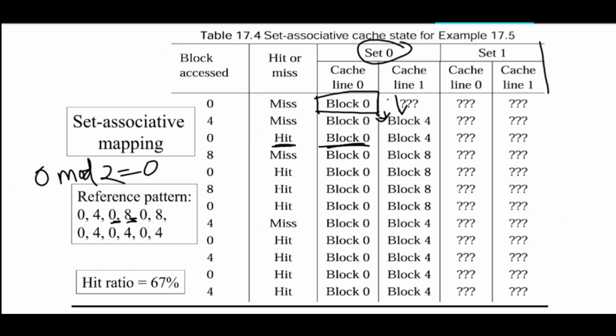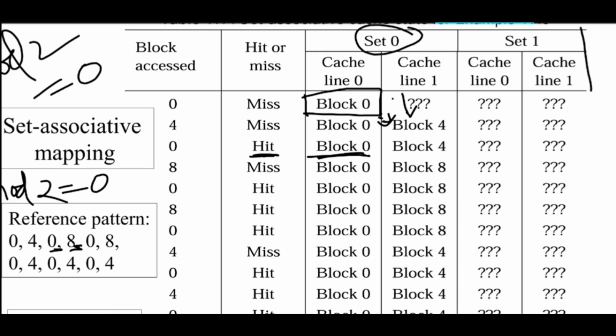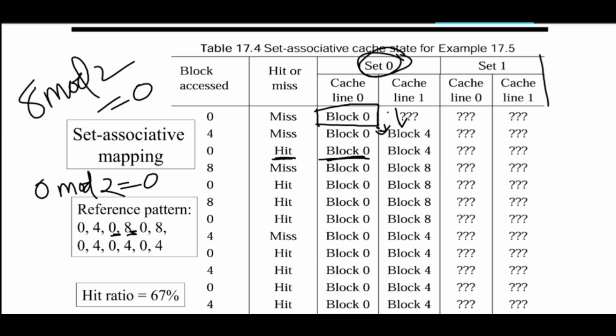Then our next reference is 8. 8 mod 2 is always 0, so again it will search in set 0. Block 8 is not found; only block 4 and block 0 are present, so it will replace block 4 and store block 8.